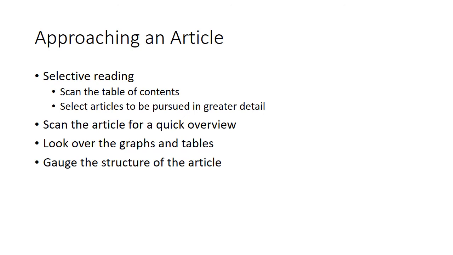Then scan the article, try to get a quick overview, look over some of the graphs and tables, and try to gauge the structure of the article. Don't just look at the abstract and say, hey, this looks good, I'm going to start changing my practice based on this. You never want to do that. You need to scan it over, see what the methods are, see if everything makes sense, and then go through with a more fine-tooth comb.